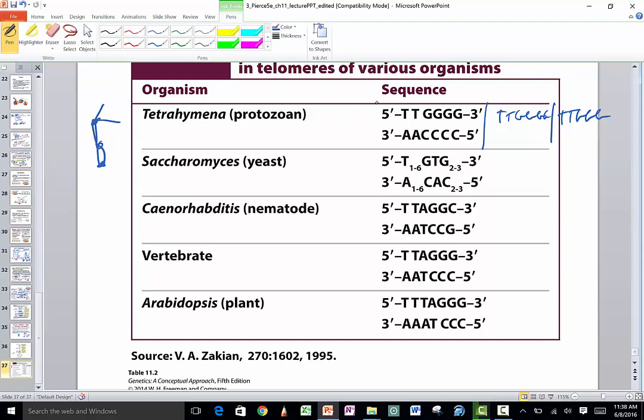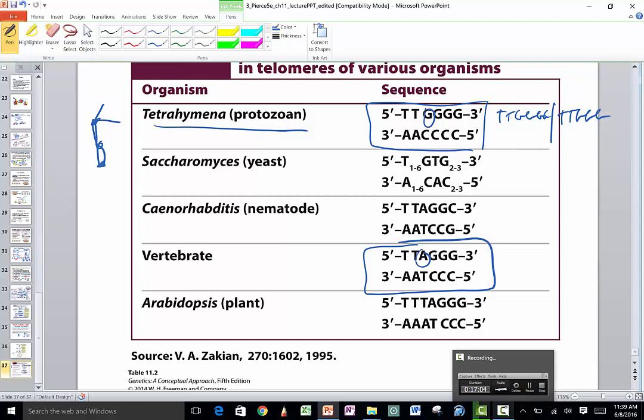And notice that in this little tetrahymena, and I'll give you a little lecture on tetrahymena in a couple minutes, it has this sequence, and then this is what the human one looks like. So it's very similar. There's only one letter that's different between these two. These are very, very different in terms of evolution. Tetrahymena is like a little ciliated protozoan. Humans are humans, and their telomeres are very, very similar. All right, so we're calling it good. So that's chromosome structure.